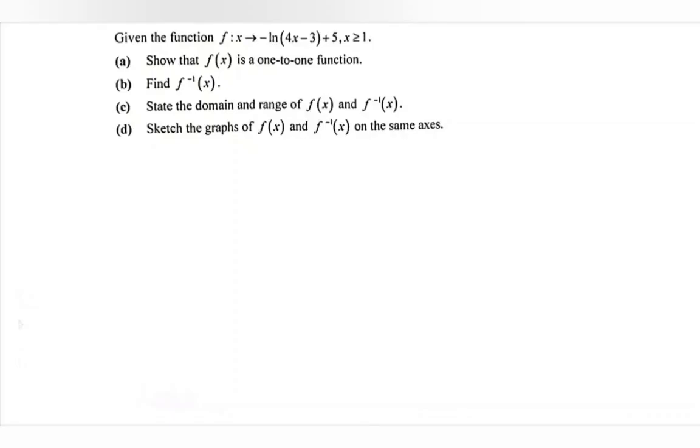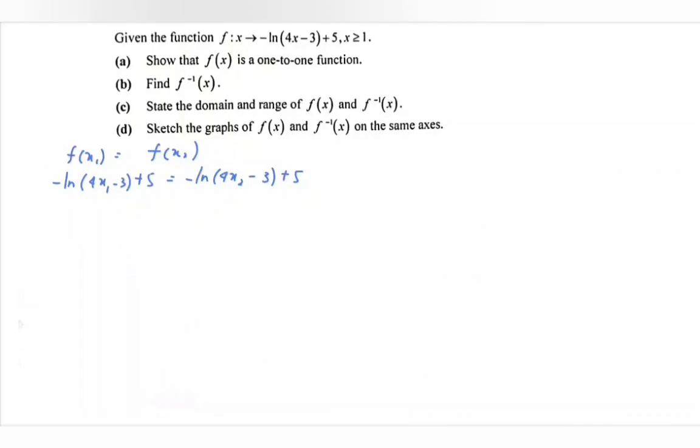Hello everyone, in this video I'm going to discuss an example for function and graph. Given the function, show that f(x) is a one-to-one function. So let's begin. f(x1) equals f(x2). So negative ln(4x1 minus 3) plus 5 equals negative ln(4x2 minus 3) plus 5.